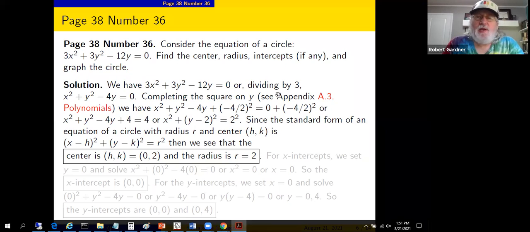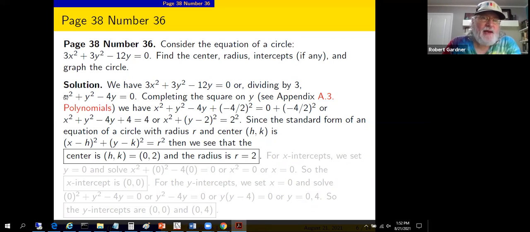Let's take the original equation, let's divide by 3. Divide both sides by 3. This 3 divides out, this 3 divides out. Negative 12 divided by 3 produces a negative 4, so equivalent equation. We're going to have to complete the square. We want this to read x minus something squared plus y minus something squared equals something else squared.